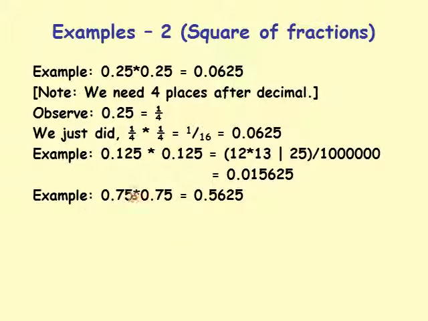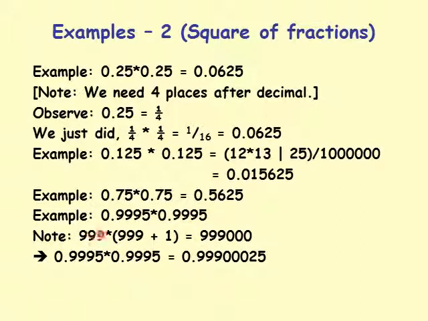Let's continue here. 0.75 times 0.75 is 5625 after the decimal. Okay, on the left 7 times 8 is 56 and 25 on the right, and the 4 digits, I need a 4. Now 0.999, 3 nines and 5, and 3 squared. On the left it's 999 times 1000, which is 999 0, and on the right it's a 25. So 0.9995 squared is equal to 0.393025.